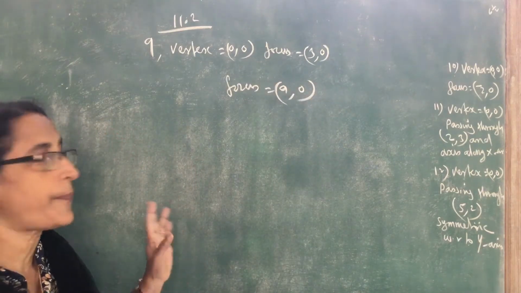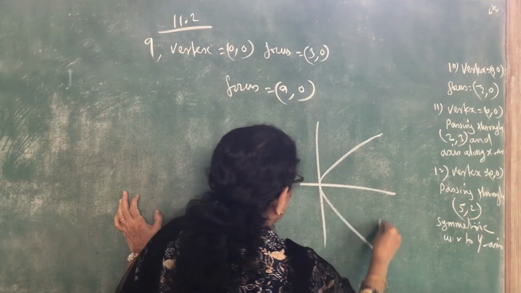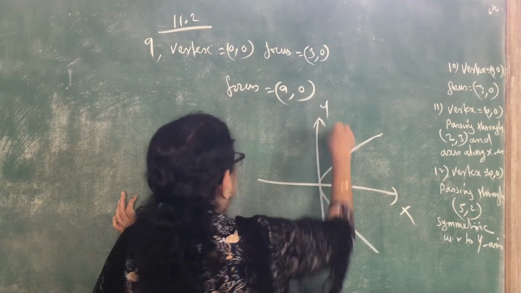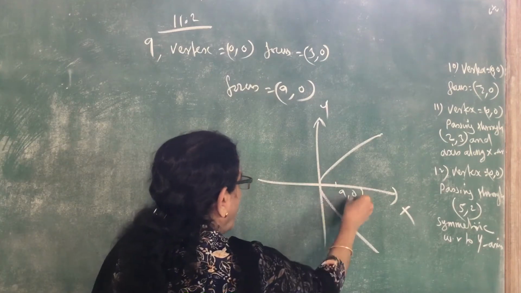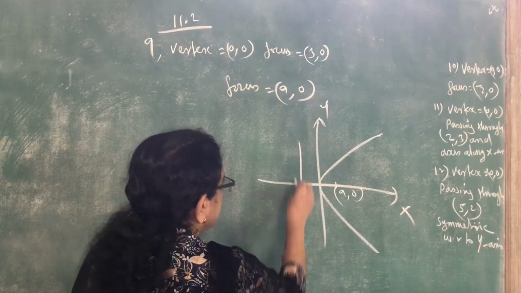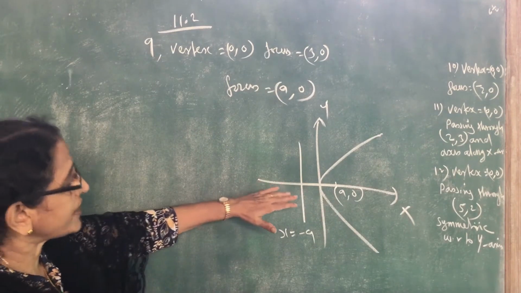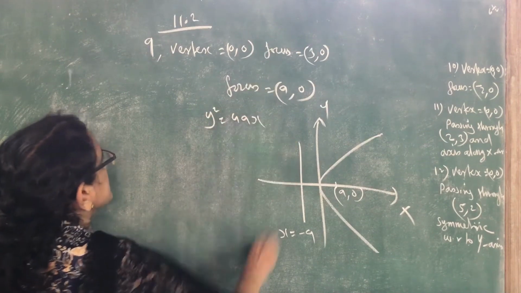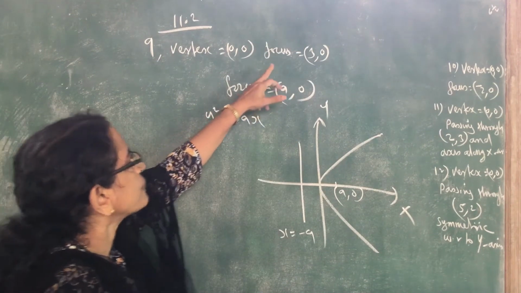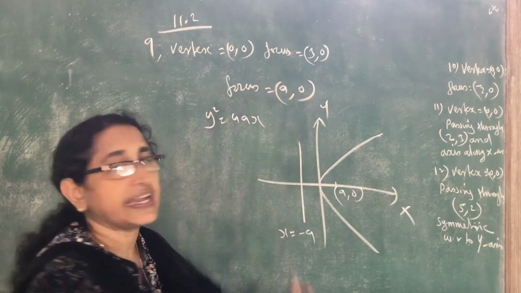So focus is in the form a, 0, so that is the first type parabola. Here focus is a, 0 and directrix is x equal to minus a. This is the first type parabola, and the equation of this type of parabola is y square equal to 4ax. So compare with the focus. Here focus is 3, 0, and in general focus is a, 0. So comparing, a equal to 3.